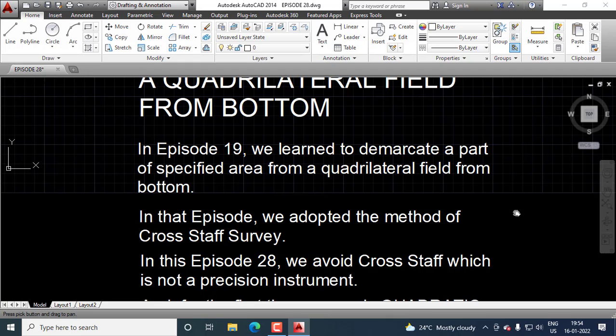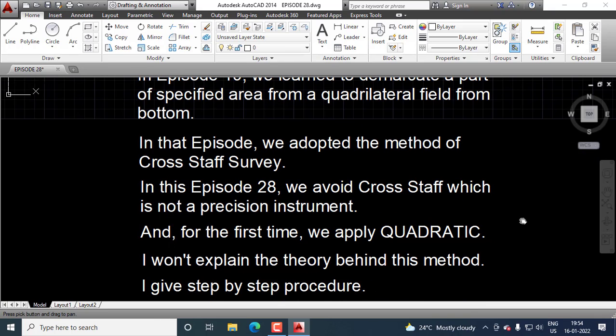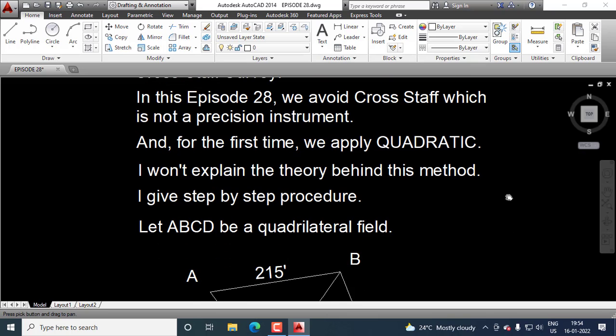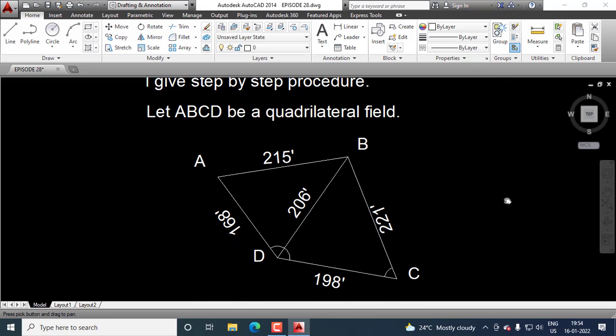In that episode, we adopted the method of crossstaff survey. In this episode 28, we avoid crossstaff, which is not a precision instrument. And for the first time, we apply quadratic. I won't explain the theory behind this method. I give step-by-step procedure. Let ABCD be a quadrilateral field.